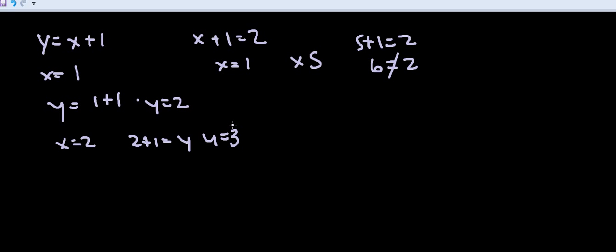I can do it for 10, I can do it for a million, I can do it for a billion, million, trillion. So I could do a billion, million, trillion plus 1, so that means y is equal to a billion, million, trillion, and 1. So I have an unlimited amount of true statements.